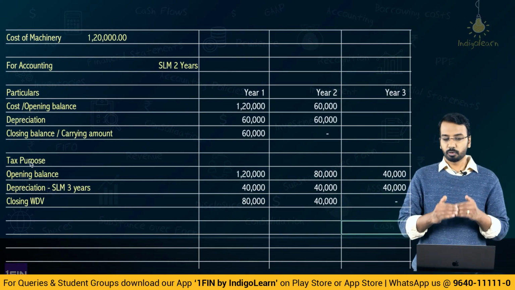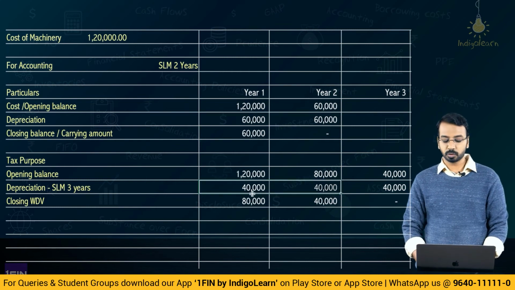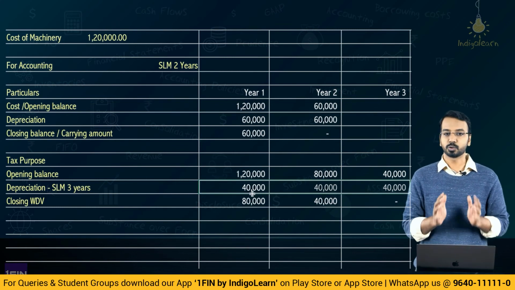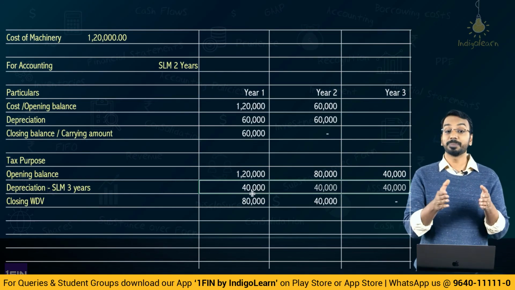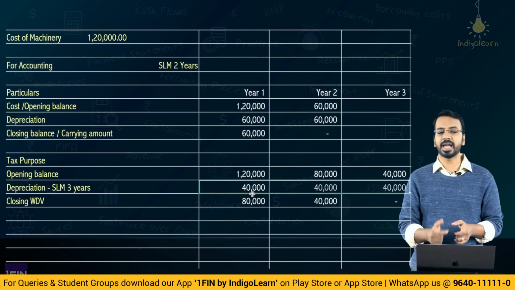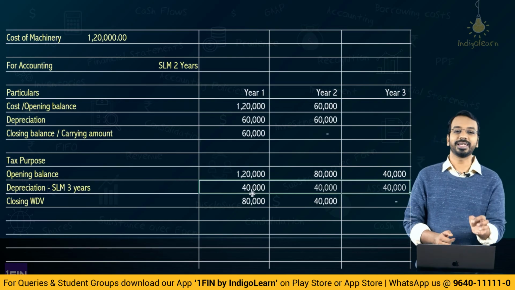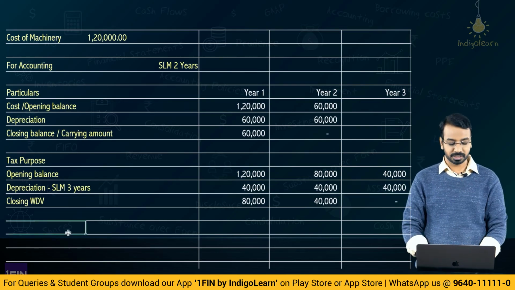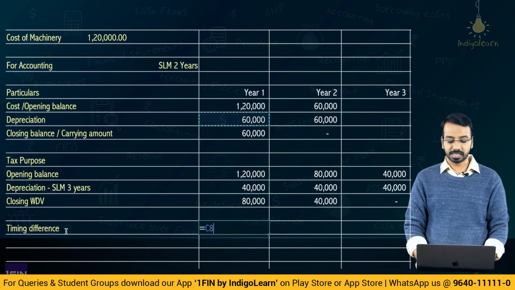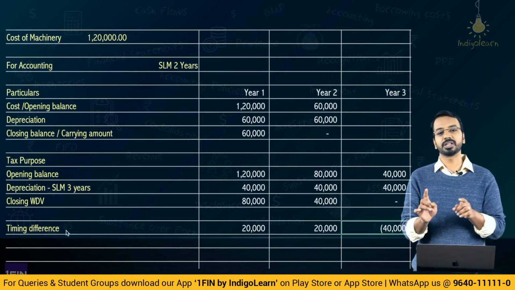Now, if you see here, the total depreciation is 1,20,000 and here also the total depreciation is 1,20,000. So, the total depreciation that is deducted for the purpose of accounting and as well as for the purpose of tax, both of them are same. But there is a difference in timing of the entity claiming depreciation. What is the timing difference here? The timing difference is 60 minus 40, 20,000 here, 20,000 here, and entire 20,000 gets reversed in the third year. This is the timing difference.